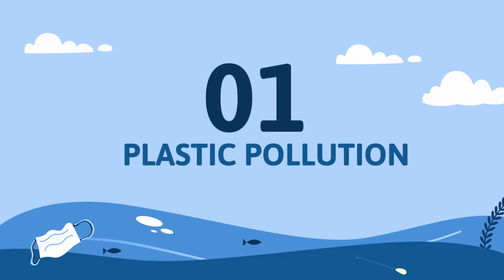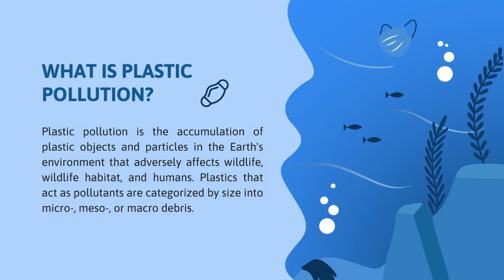So, what exactly is it, you ask? It is the accumulation of plastic objects and particles around the Earth's environment that adversely affects wildlife, their habitat, and even us, humans. We can divide plastic pollutants into 3 levels: micro, meso, or macro debris.